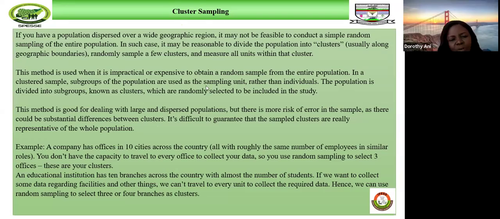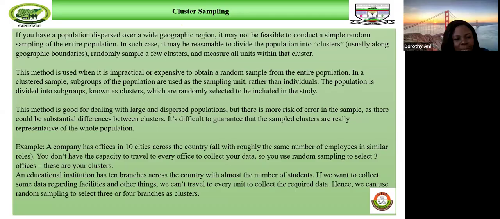Example: a company has 10 offices in 10 cities across the country, all with roughly the same number of employees in similar roles. We can look at something like First Bank. Is it possible for me to go to all the branches of First Bank in this country before I finish? Or is there any way I can go about it? So you don't have the capacity to travel to every office to collect your data. So you use random sampling to select 3 offices.